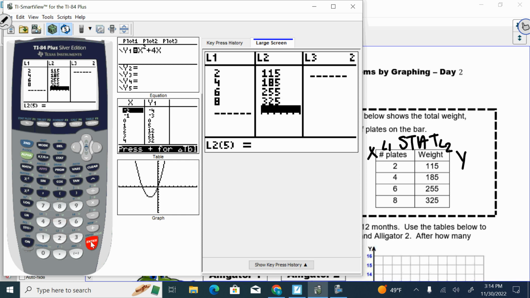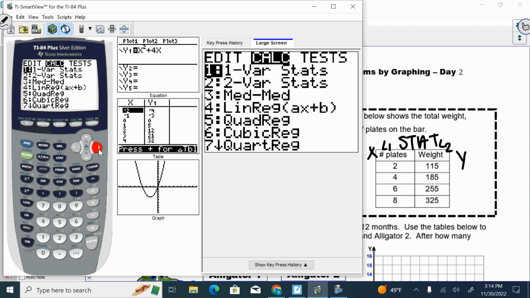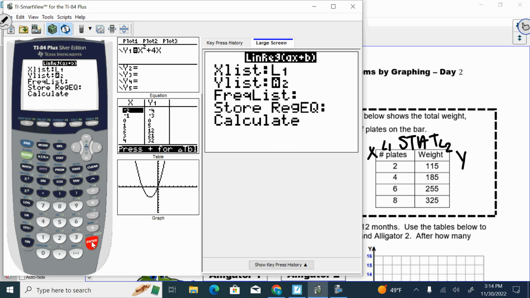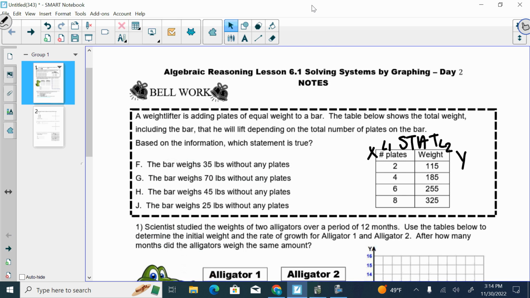Okay, and once we have those saved, we press stat again, go over to calc, choose number 4, calculate. And there's our equation. Okay, so we have that the equation of this graph is y is equal to 35x plus 45, right?